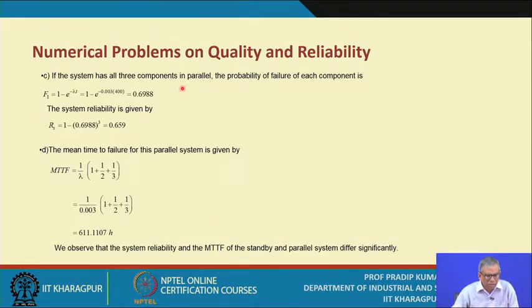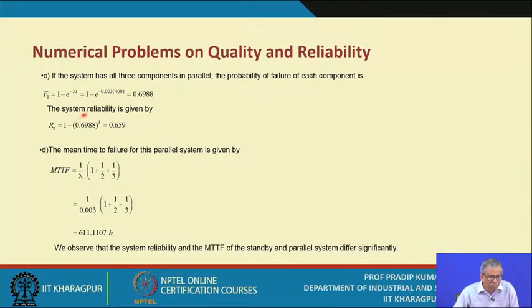So if the system has all three components in parallel, the probability of failure of each component is obviously F, for the first one, that is 1 minus e to the power minus lambda t. So this expression also we have derived, you refer to this expression. So lambda is 0.003, and 400 hours is the value of t. So you get 0.6988, that is the failure probability.